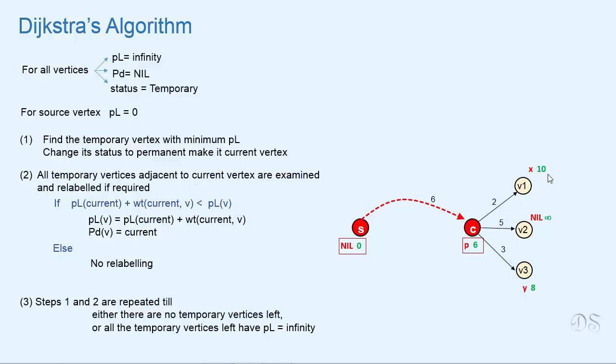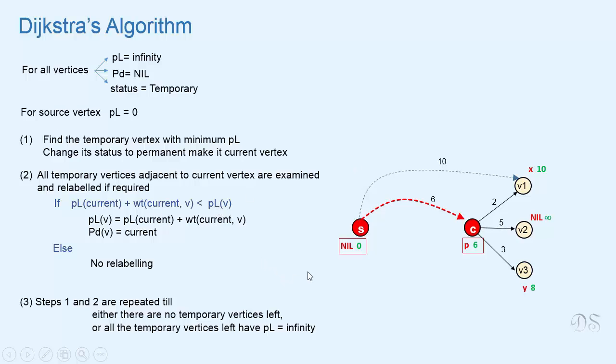Path length for it is 10. It means that till now the shortest path that we know from S to V1 is of length 10. And the predecessor of V1 on this path is vertex X. Now we check this condition for this vertex V1. Path length of current vertex is 6. Path length of V1 is 10. And the weight on this edge is 2. Now 6 plus 2 is less than 10. So this condition is true.